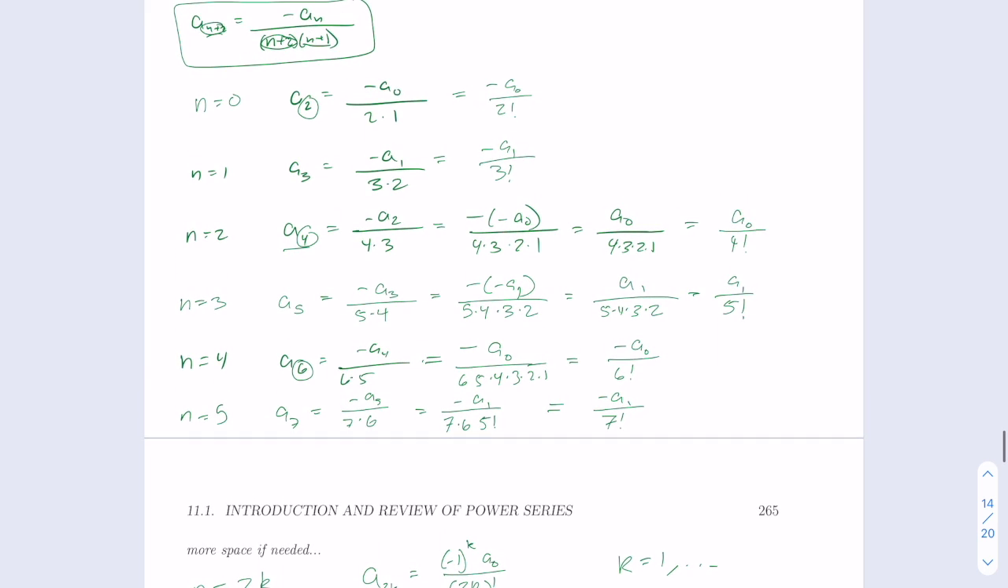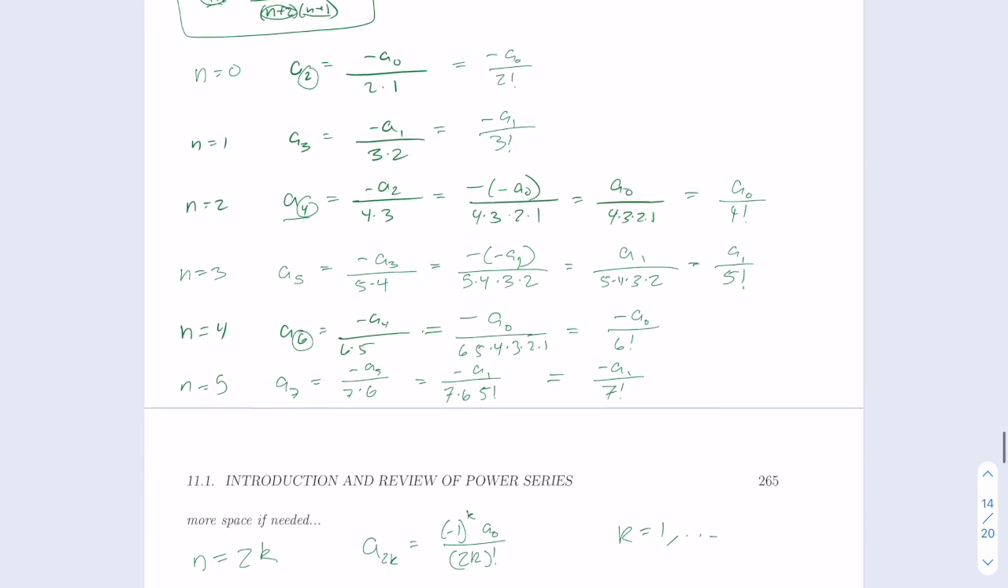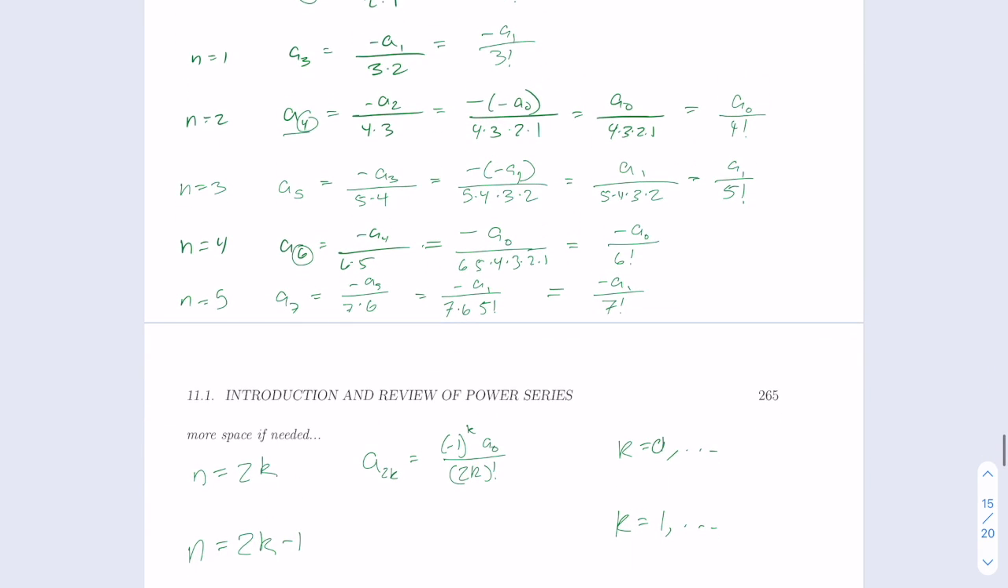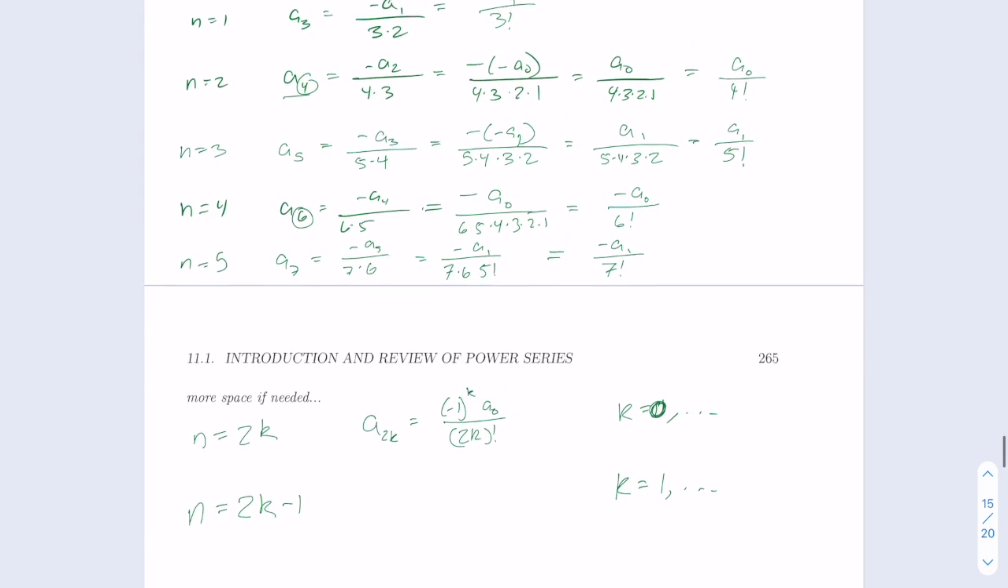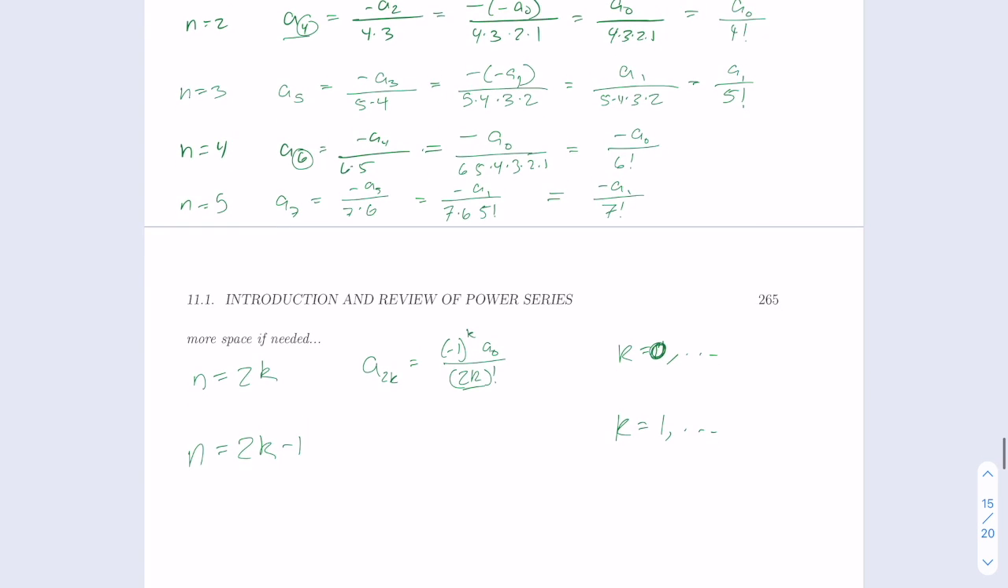Oh, do I want to do that? No, I actually want to start at k equals 0. This one still works at k equals 0. That's okay, because 0 factorial is 1, I just get a naught. That's good. I'm going to do 2k plus 1, so I'll start this one at 0 as well.